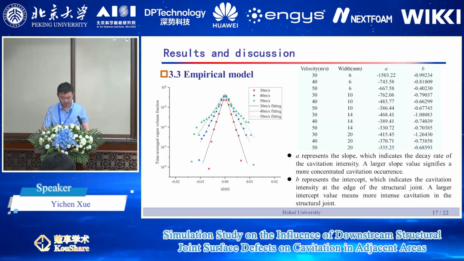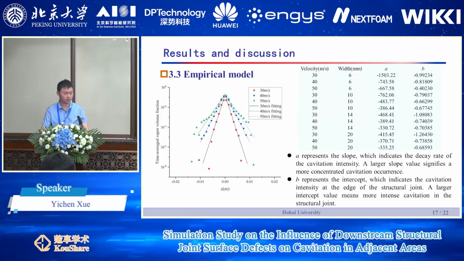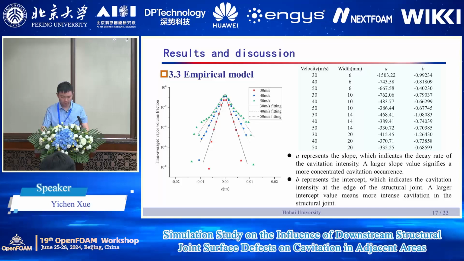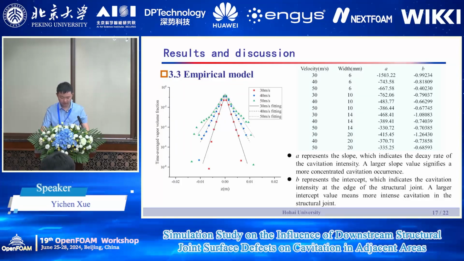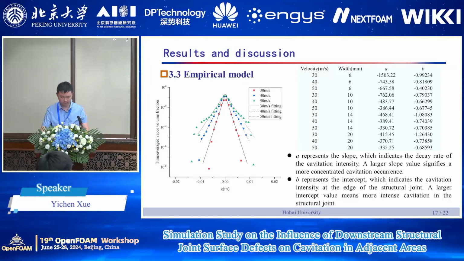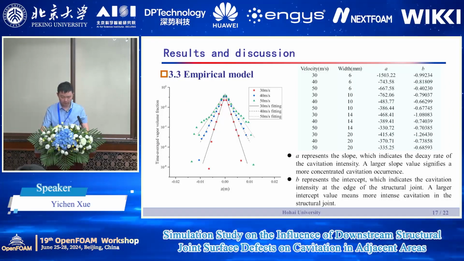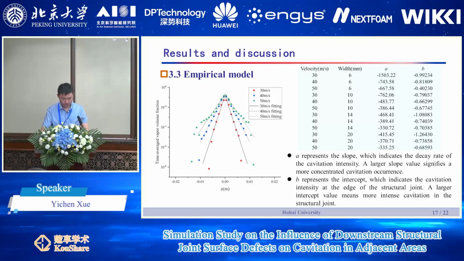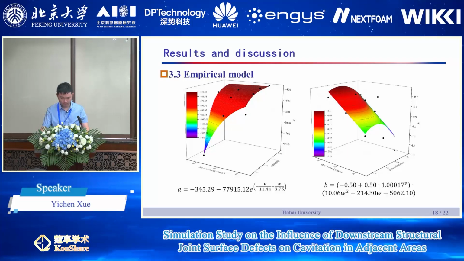It should be noted that the linear model only represents the distribution pattern of cavitation within a certain distance from the joint. The regions far away from the joint exhibit different patterns. However, since cavitation mainly occurs near the structural joint, the empirical model in this study focuses on the distribution pattern within this range. The fitting results are displayed at the bottom.